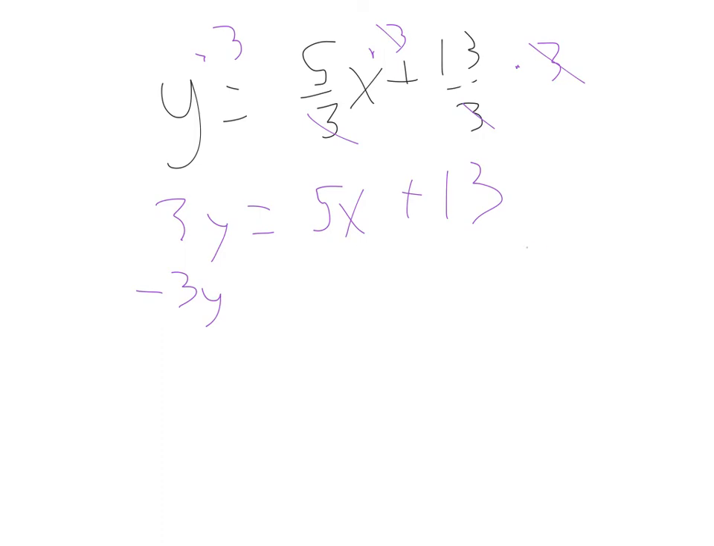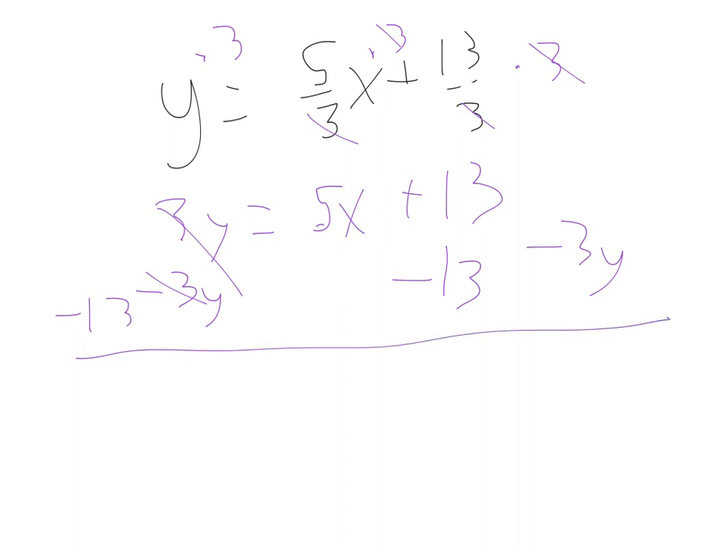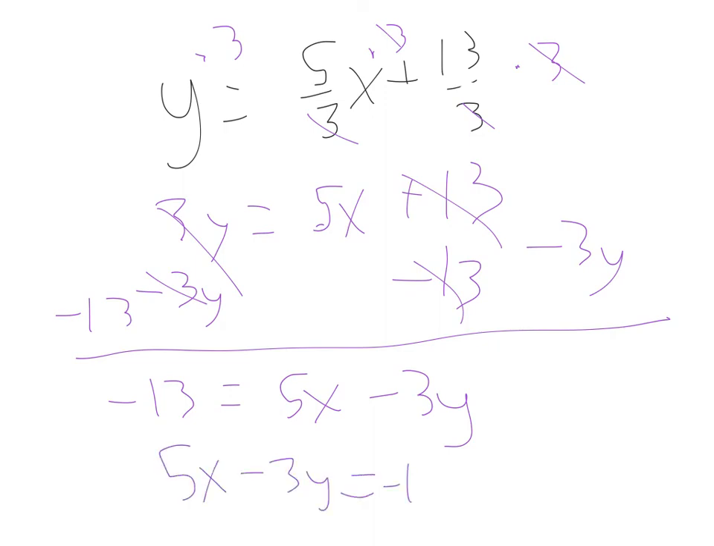Subtract 3y. Get the x and y's on the same side, that's why we're doing this. And we want the constant on the other side, so that's why we're going to subtract 13. So we have negative 13 equals 5x minus 3y. If you want to be really particular, you could write it as 5x minus 3y equals negative 13. Just flip which side the equal sign is on. But you could just leave it like this. Both ways work.